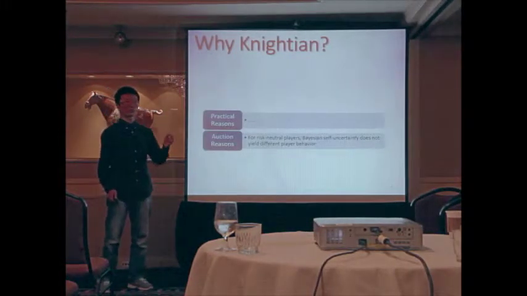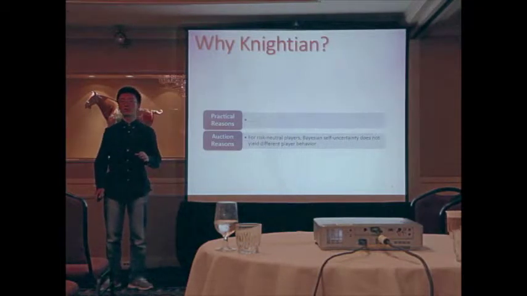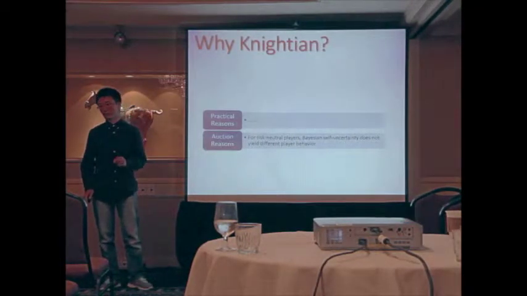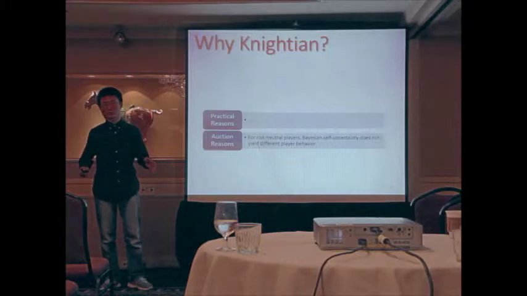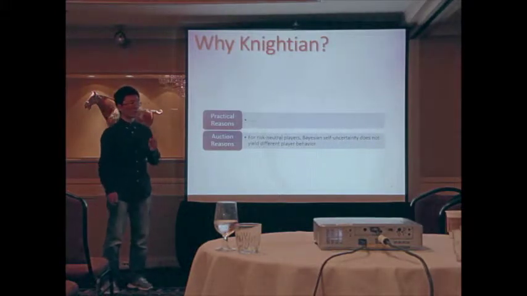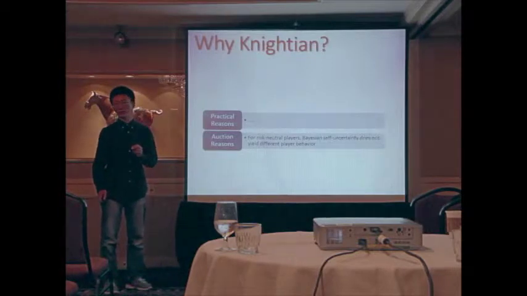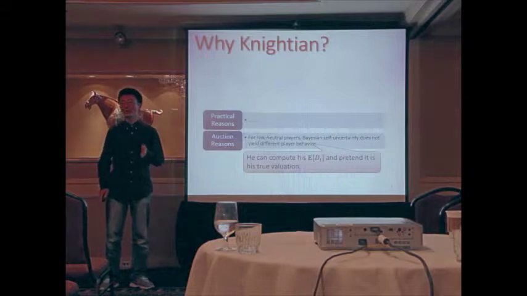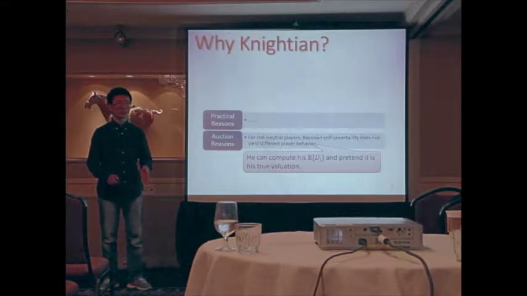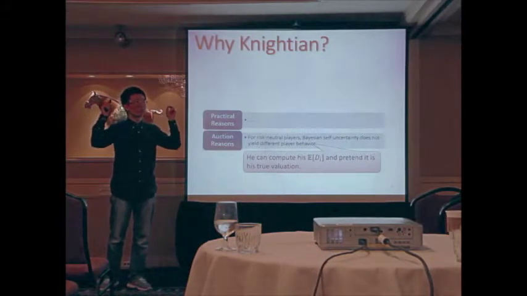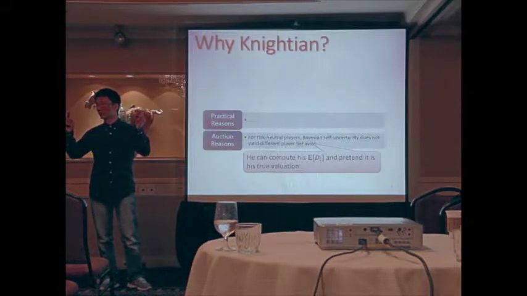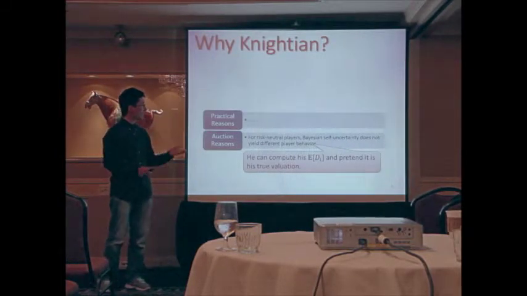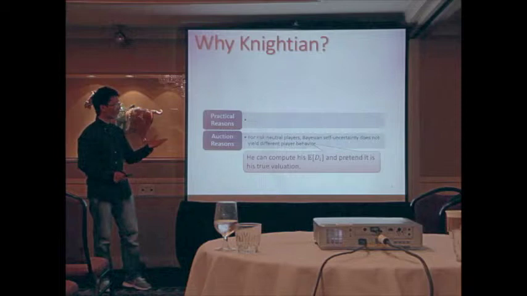For risk-neutral players, which are the players that only care about their expected utilities, which are also the players I care about today, for them, in fact, Bayesian self-uncertainty does not yield any different player behavior. What I mean here is that he can just compute the expectation of the distribution and then think as if his true valuation is just that expectation. So this can be proved mathematically formally, at least for auctions.